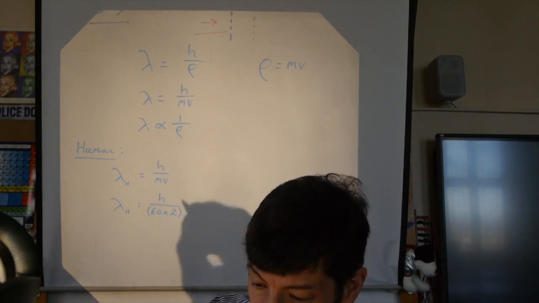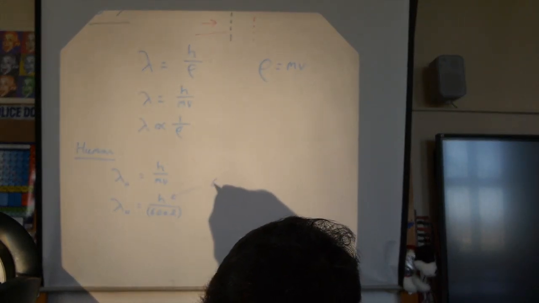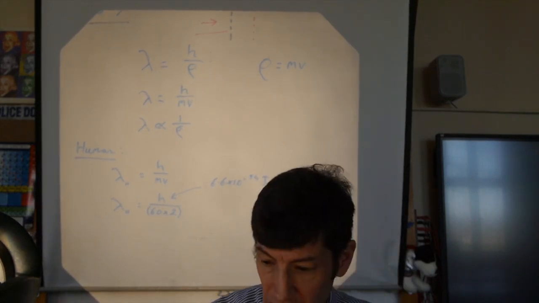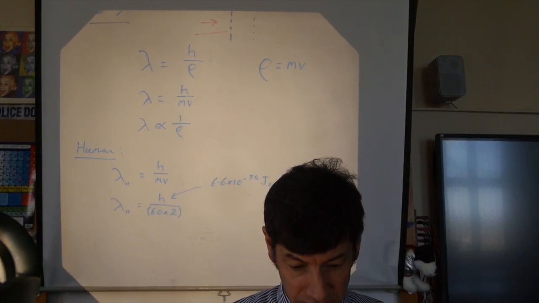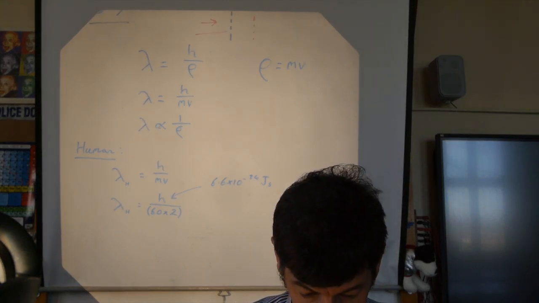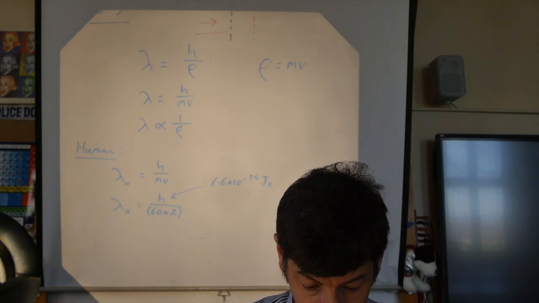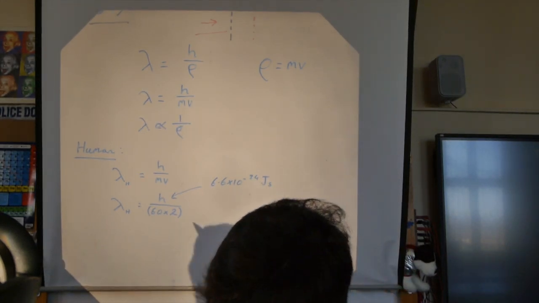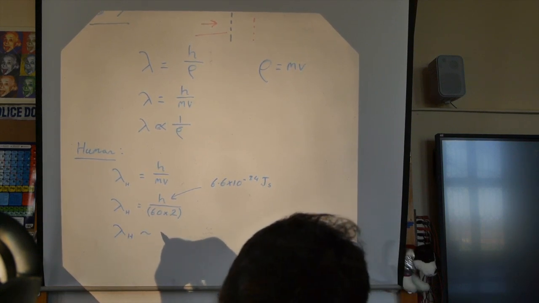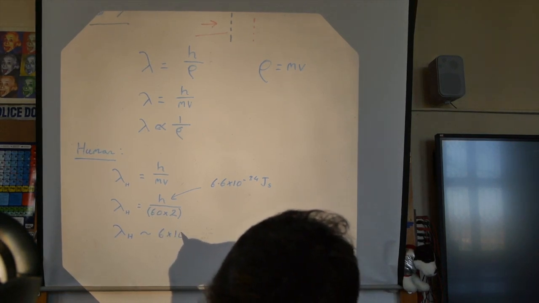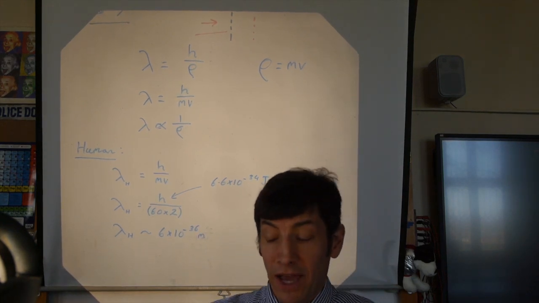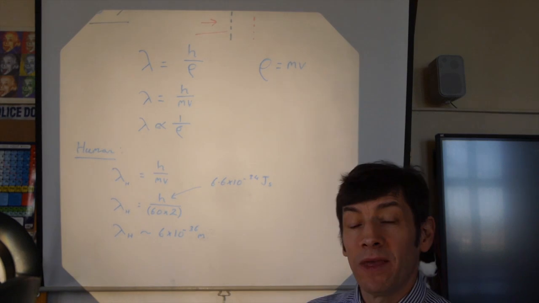So we need to put Planck's constant in here, 6.6 times 10 to the minus 34 joule seconds. So we're operating in the dark here, 6.6 times 10 to the minus 34, divided by 60, divided by 2, and we get the wavelength of a human to be in the region of 5.5, 5.6 times 10 to the minus 36 meters. I hope you did that calculation.